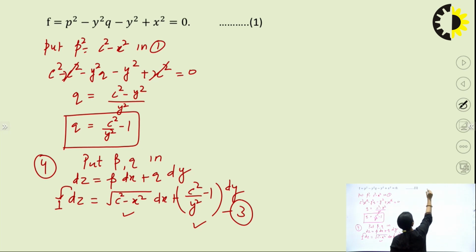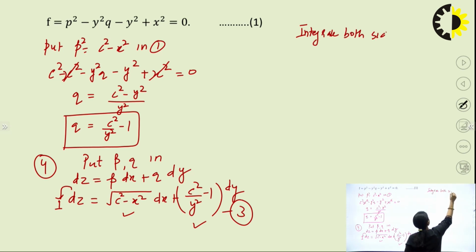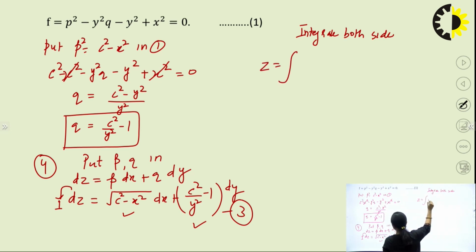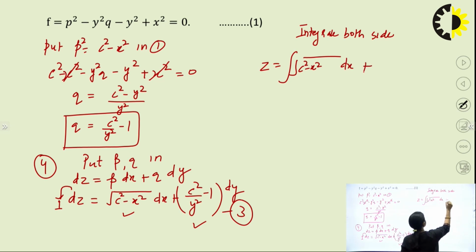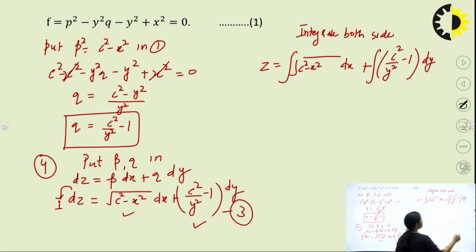So the next step is to apply integration. So integrate both sides, and we will obtain z is equal to the integral of root of c² minus x² dx plus the integral of c² upon y² minus 1 dy.